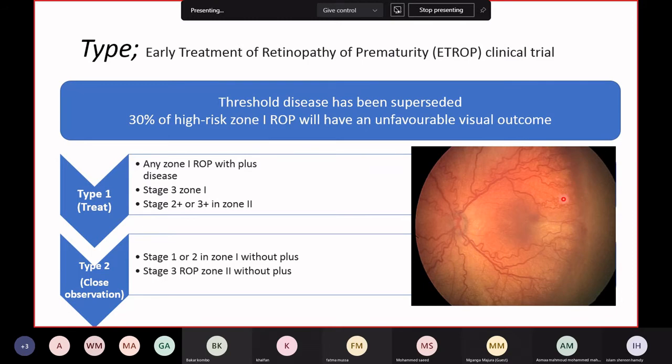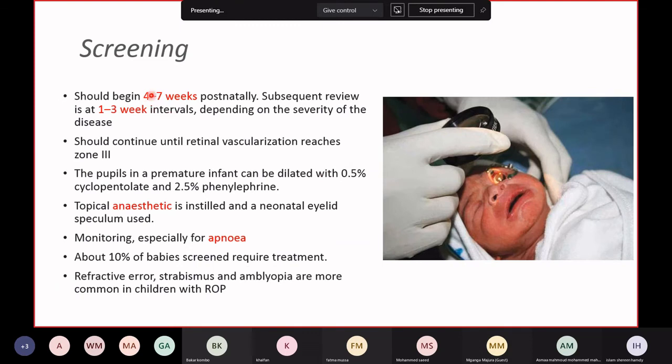We do the screening usually at least 4 weeks postnatally, so not less than 4 weeks after birth. And we do the screening under topical anesthesia. We don't need to give general anesthesia to these children. We need to know that the examination is a bit stressful for them and they may suffer apnea. And 10% of the babies will require treatment. And even if the patient has a complete retinal vascularization, if we follow the patient up till complete retinal vascularization occurred, we should know that those patients are more likely to have some other problems like refractive errors, strabismus, or amblyopia.